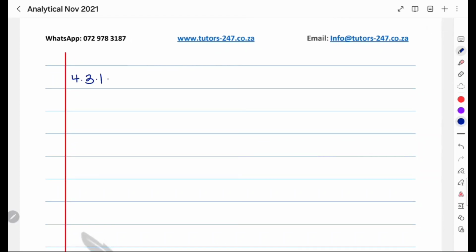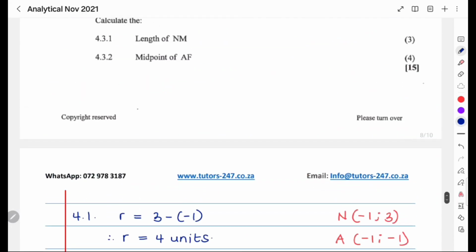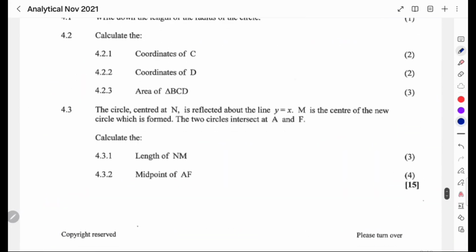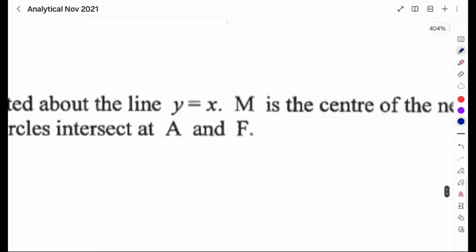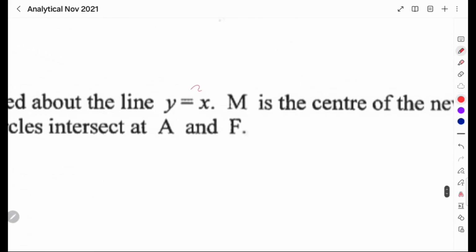Question 4.3.1 states, the circle centered at N is reflected about the line y equals x. M is the center of the new circle which is formed. The two circles intersect at A and F. Please keep in mind that when something is reflected about the line y equals x, it means that the x and y values are swapped.